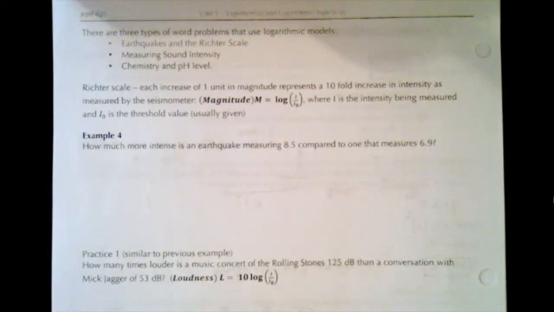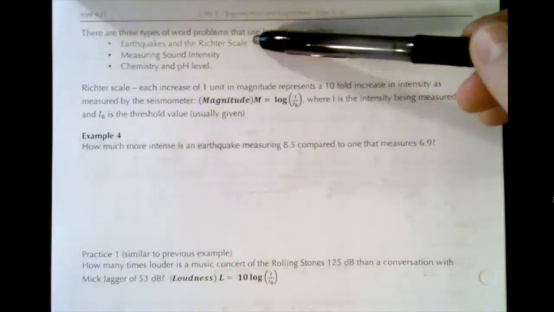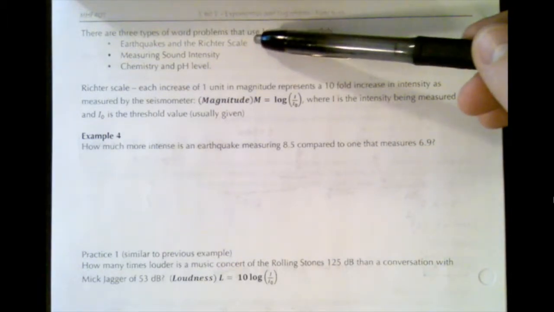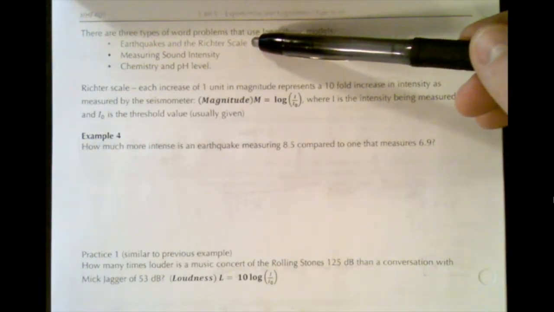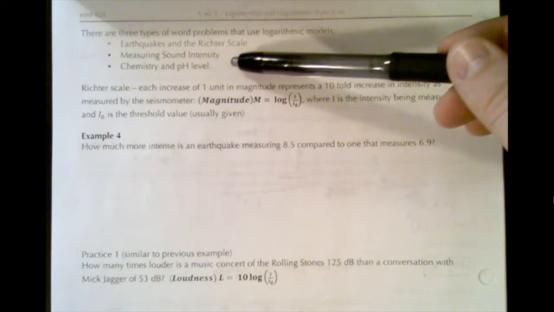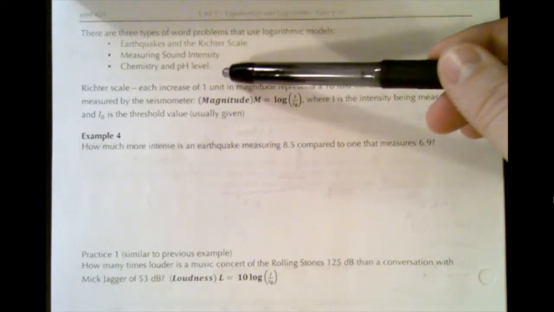Okay, our last video here in Unit 8 is actually using logarithmic models. So let's get started. There's three types of real-world problems that use logarithmic models, and that's commonly seen in earthquakes. Specifically, the Richter scale is a logarithmic scale, so it uses a logarithmic model. Sound intensity and pH level in chemistry.